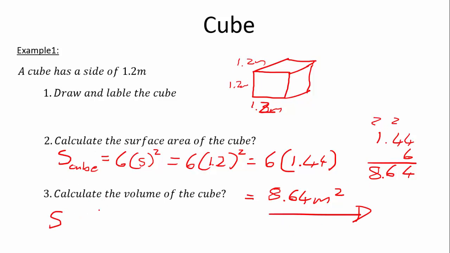So the volume of the cube, I should have written volume of cube, is equal to s to the power of 3. And that is 1.2 to the power of 3. Okay, how are we going to do this? What is 12 times 12? We know that that is 144. What is 144 times 12? Now we know that this is actually 1.44 times 1.2.